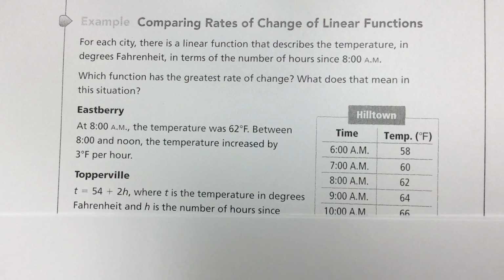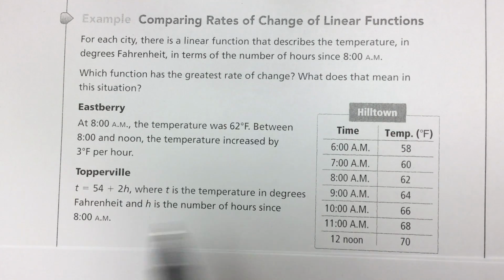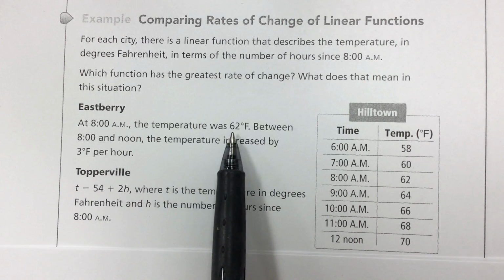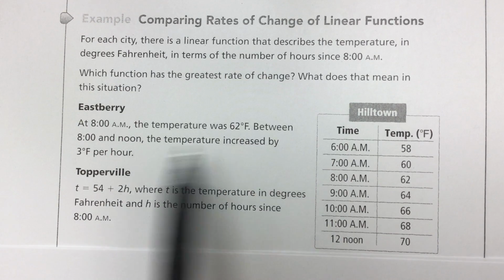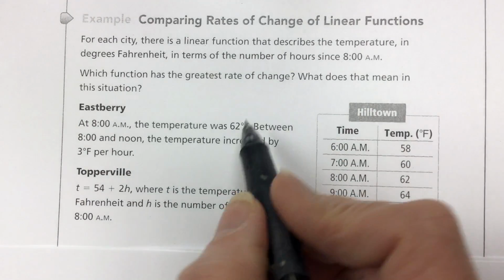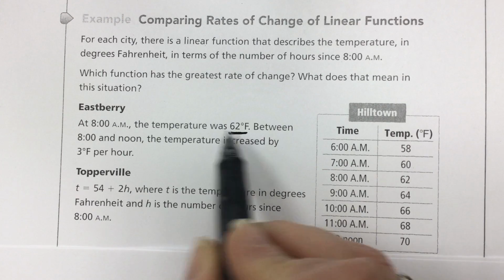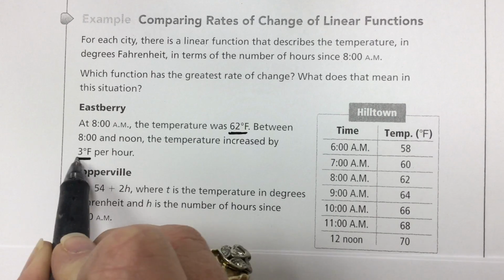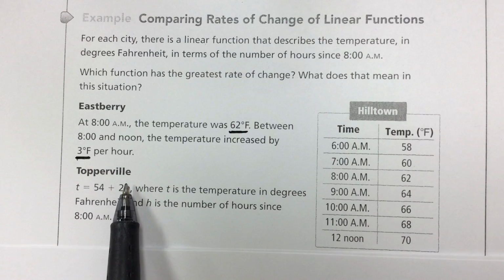All right, we have 3 cities that have been listed here. Eastbury, at 8 o'clock a.m., the temperature was 62 degrees. And between 8 o'clock and noon, the temperature increased by 3 degrees Fahrenheit per hour. So our Q number is it started at 62. The temperature at 8 o'clock was 62. But between 8 and noon, it increased 3 degrees per hour. That was Eastbury.